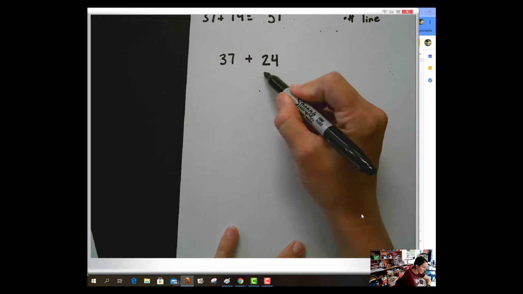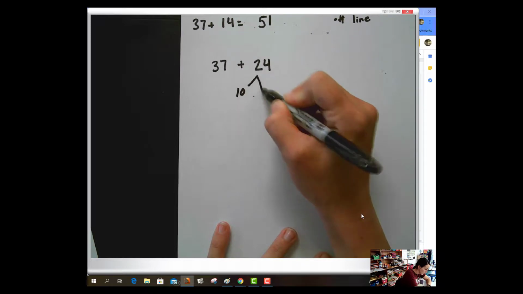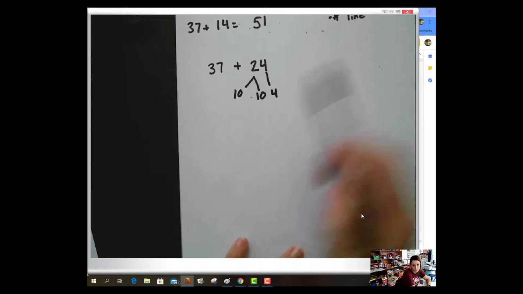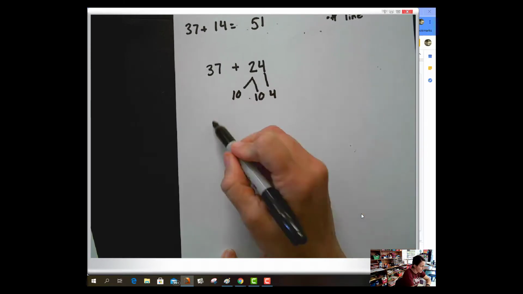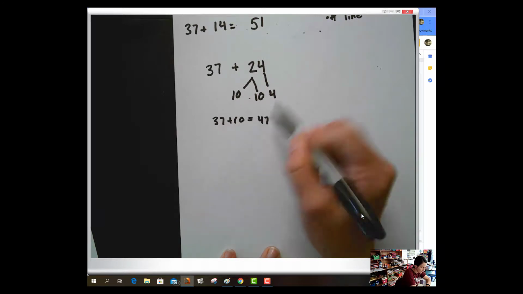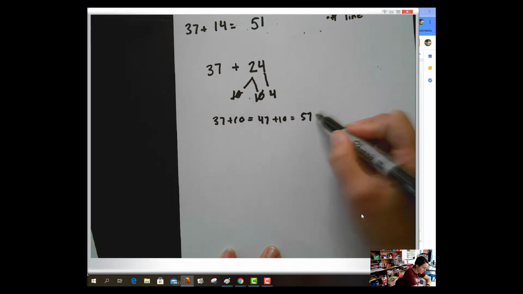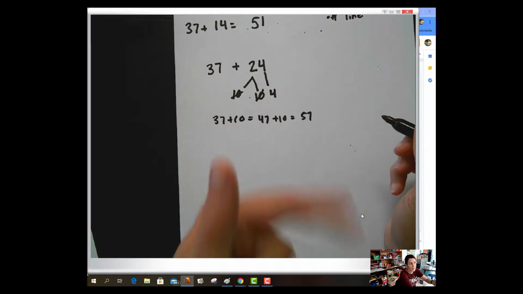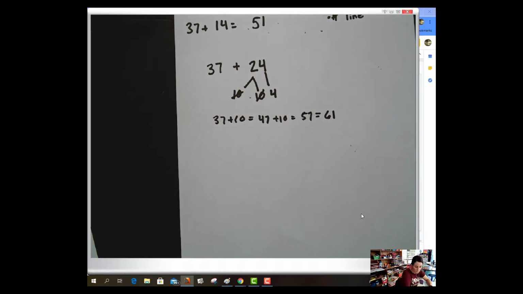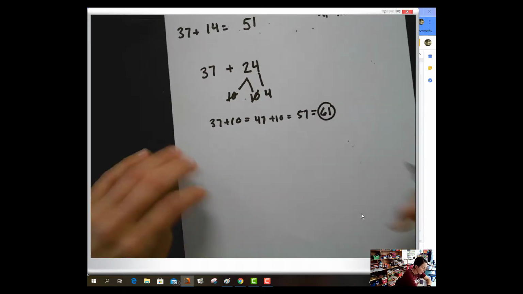So I've seen it done where people have broken 24 down into 2 tens, because 10 and 10 equals 20, and 4. And then they skip counted by tens. 37 plus 10 equals 47, plus 10 equals 57, plus 4: 58, 59, 60, 61. I've seen people do it that way. I've seen people do this.